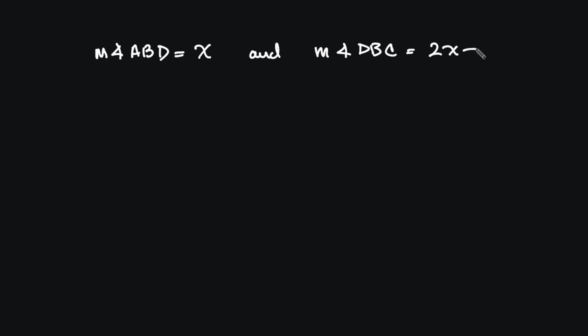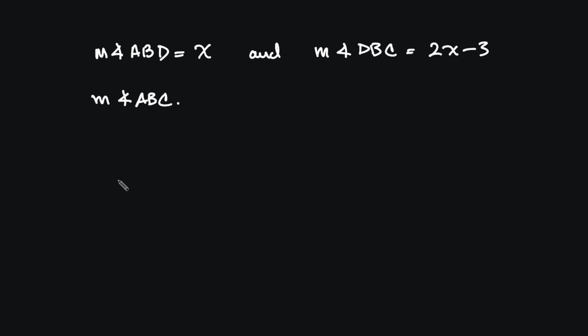Now we can have harder problems. Let's suppose that the measurement of angle ABD is equal to X, and the measurement of angle DBC is equal to 2X minus 3. And the same question: what will be the measurement of angle ABC?